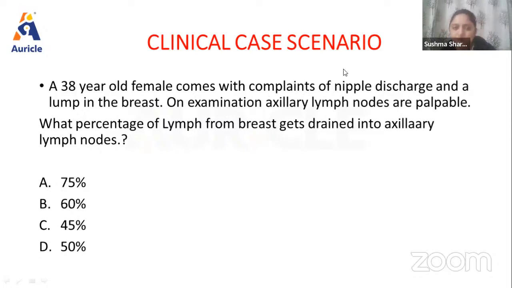Now, if a 38-year-old female who is non-pregnant comes to you with the complaints of nipple discharge and lump, the first thing you will suspect is obviously malignancy. And also the axillary lymph nodes are palpable. That means it has already spread to the lymph nodes from the breast, and about 75% of the lymph drains from the breast to the axillary lymph nodes.